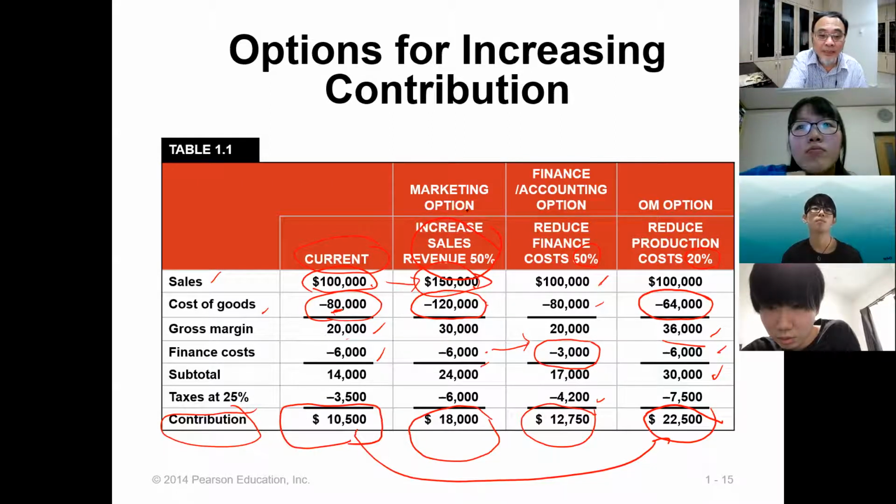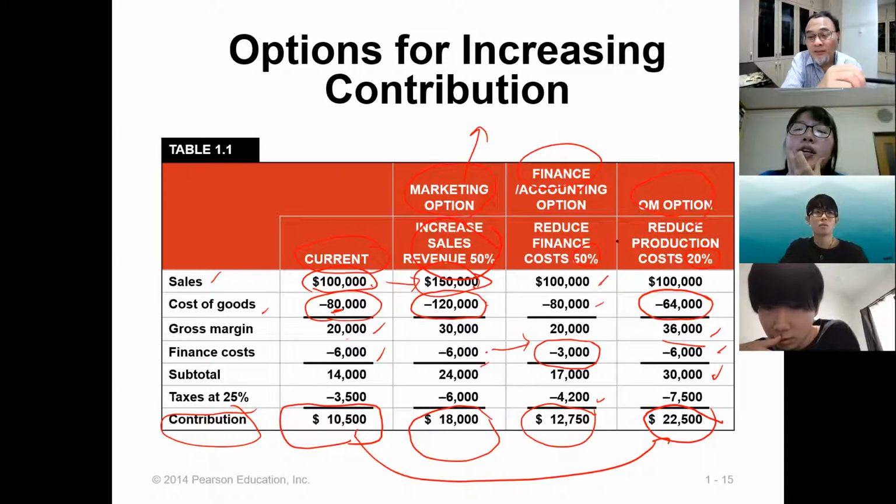Because this is done by marketing. Only marketing can increase sales. This is the marketing option. This is the finance option. This is the operations option. Marketing, they have to do more marketing. This is also not shown here. More marketing, increase sales.